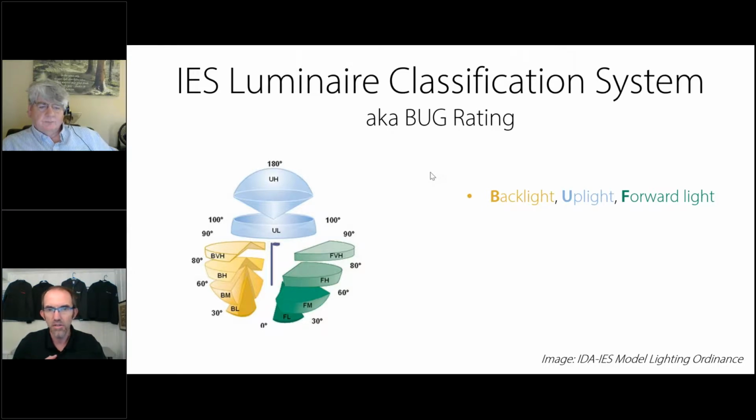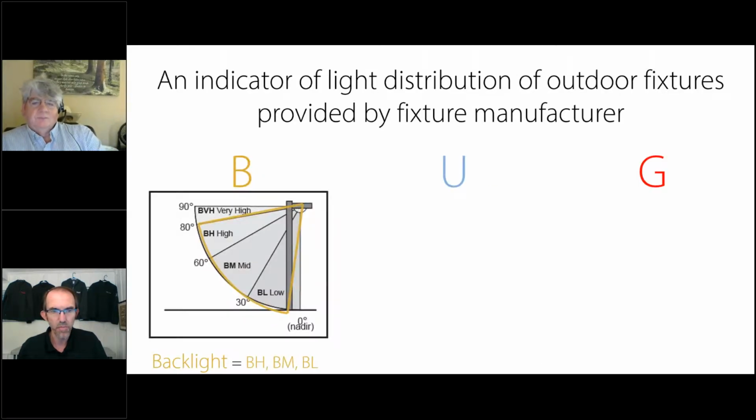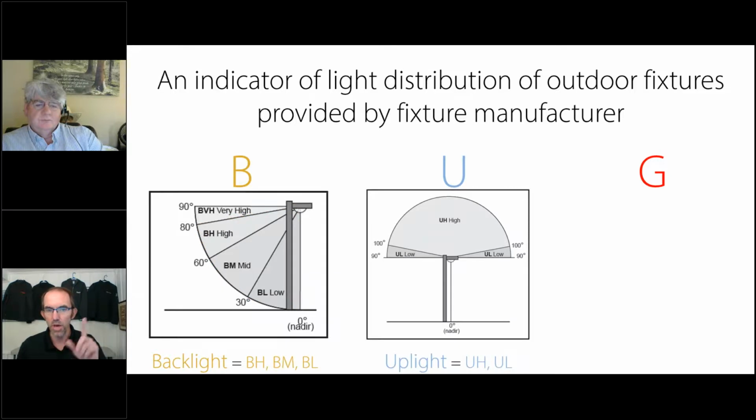Now, last I knew, BUG isn't spelled BUF. So how do we get backlight, uplight, and G for glare? The B has to do with the backlight, but it only includes 3 of the 4 zones. It includes the high, the mid, the low. The U includes both of the up portions, the up high and the up low.